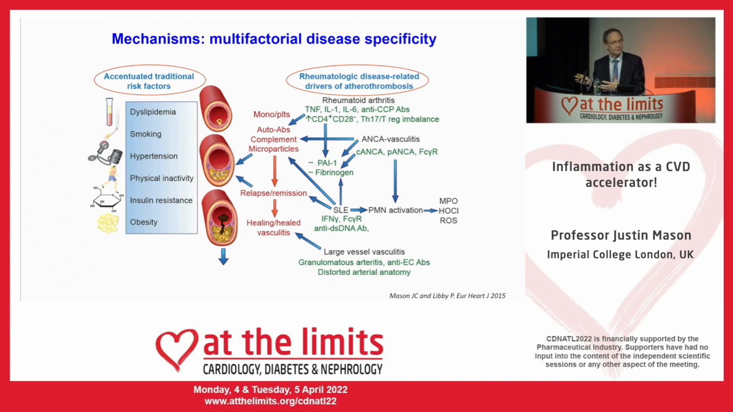I'm not going to go through all the immune mechanisms. These include autoantibodies. They include different accumulation of T-cell subsets such as the CD4 positive CD28 group, an imbalance in Th17 T regulatory cells, and a variety of pro-cytokine environments, which we'll touch on in a later slide.